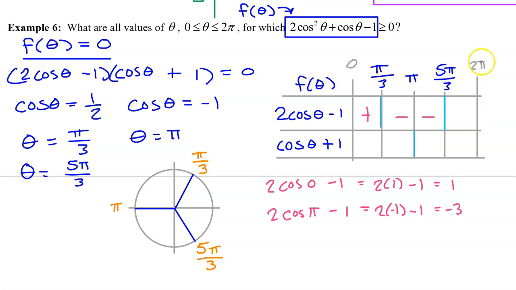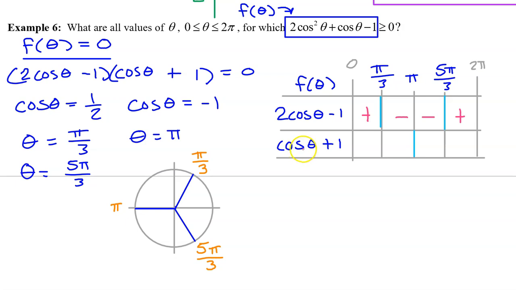For the last interval, we can use 2 pi as a test value, but we already know that's going to work the same as 0. So we got positive before, we will get positive again. To test whether cosine theta plus 1 is positive or negative between 0 and pi, we can use 0 or we can use pi over 2 among other values. I'm going to mention them both. At 0, the x value, and thus the cosine, is positive 1. That would give positive 1 plus 1, which is positive 2. So this factor is positive in both intervals.